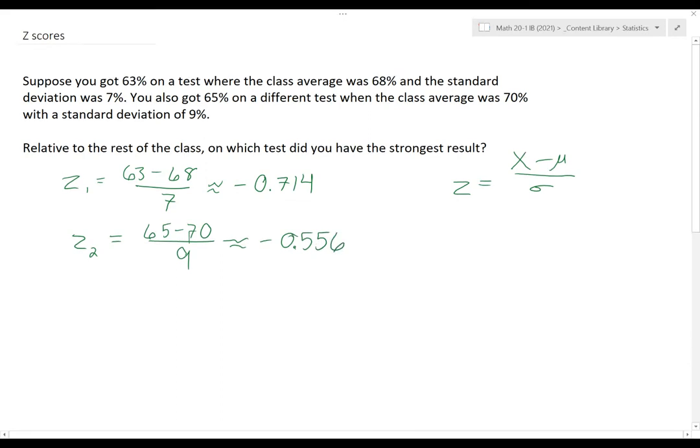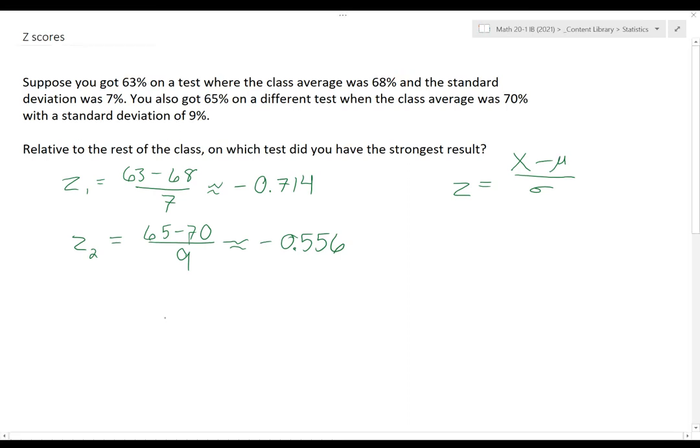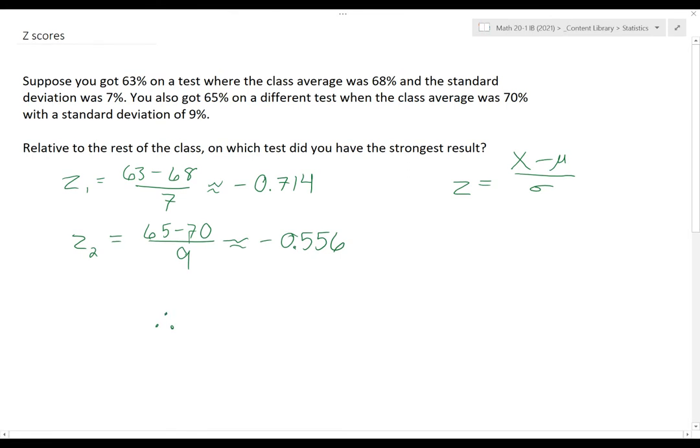Essentially, in the first one, we're about 71% of a standard deviation below the mean. And in the second one, a little under 56% of a standard deviation below the mean, or a little more than half of a standard deviation compared to a little less than 3/4 of a standard deviation. So the one where we're closer to the mean, the higher z-score, is the one where we have a better performance relative to the rest of the class.